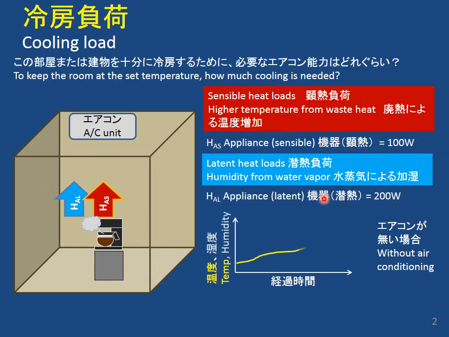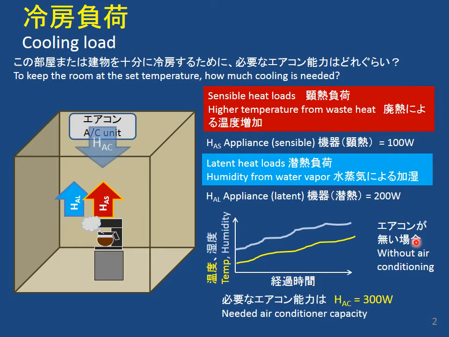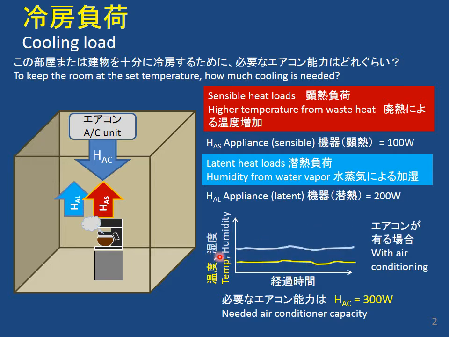Now, if there's no air conditioner, the temperature and the humidity will just keep going up from the heat from this coffee maker. Now, let's say in this case, the heat from the coffee maker is 100 watts, and the steam from the coffee maker is about 200 watts. That means you need 300 watts of air conditioning to counter that. And then the temperature and the humidity will stay stable in the room.